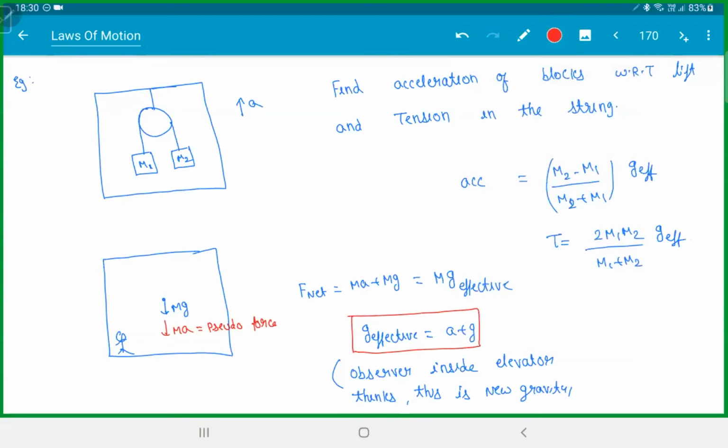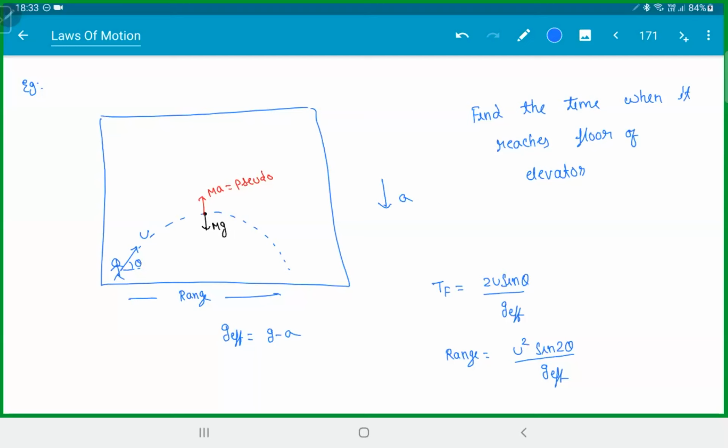So these are one type of models. Please check out the examples. So gravity would be g effective, which is g minus a. So every person in that elevator will think the gravity has become g minus a.